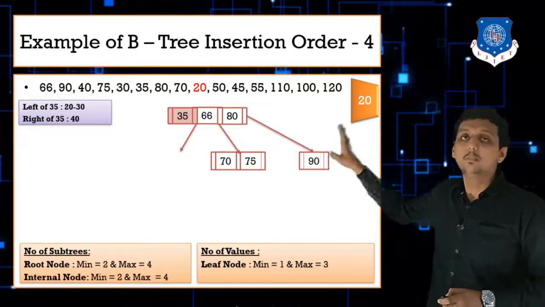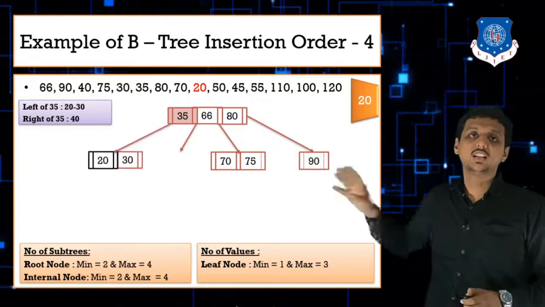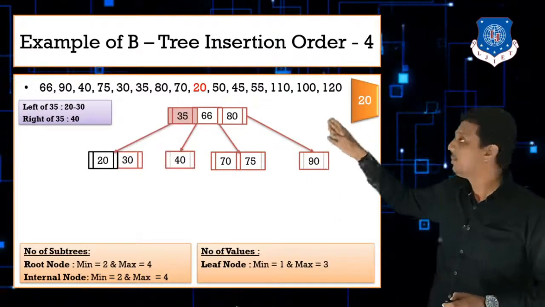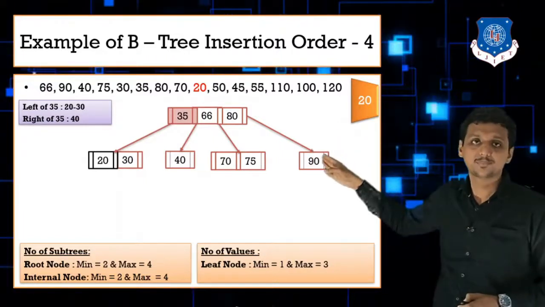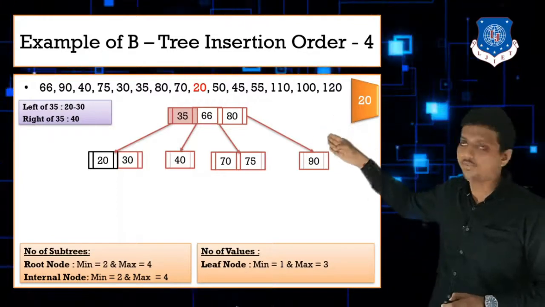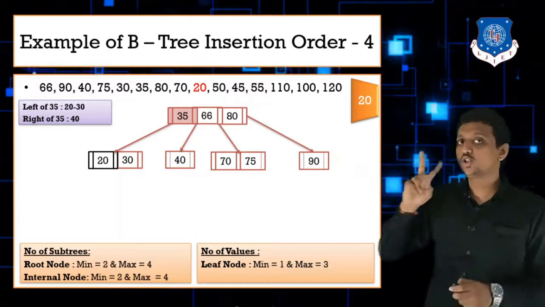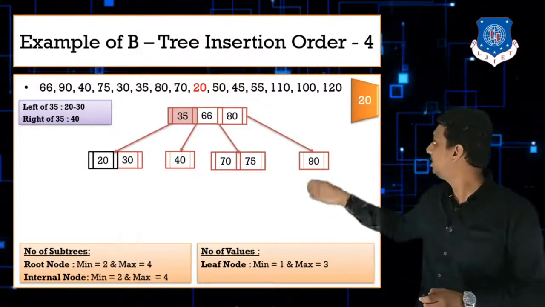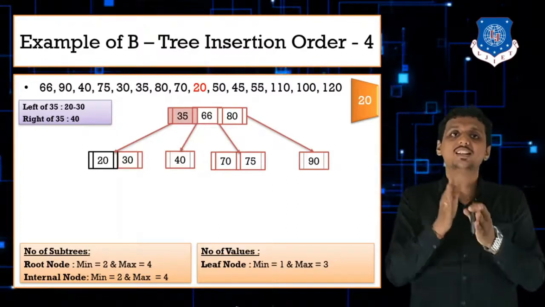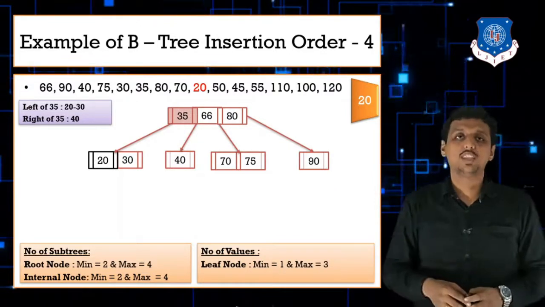20 and 30 become the left side of 35. Then the remaining term is 40. So 40 must go between 35 and 66. See the pointer: the right side link of 35 and the left side link of 66 shows that this pointer contains the values which are greater than 35 but less than 66. That is 40, so 40 must be over there.